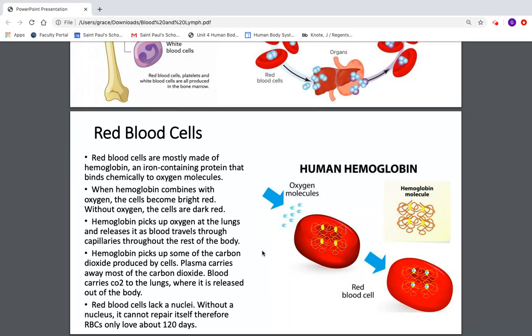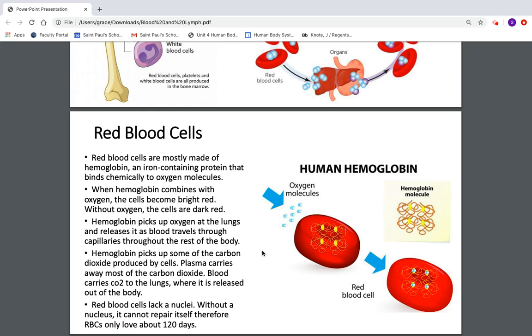And so red blood cells get their color from a molecule called hemoglobin. Hemoglobin has iron on it. So basically, you can think of a protein with an iron molecule attached; this protein, hemoglobin, binds to oxygen molecules. Hemoglobin is present in red blood cells. And when hemoglobin comes in contact with oxygen, the cells become bright red. Without oxygen, the cells are dark red. So that means blood that's leaving the lungs tends to be bright red, and blood that's traveling in veins back to the heart is usually dark red.